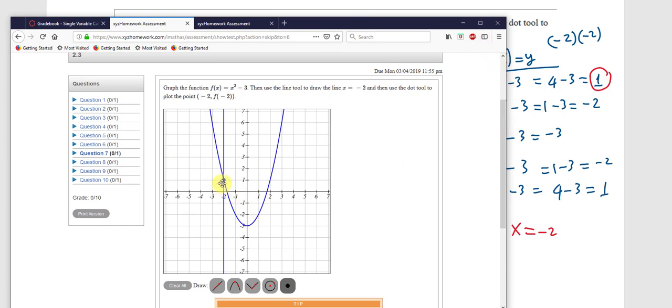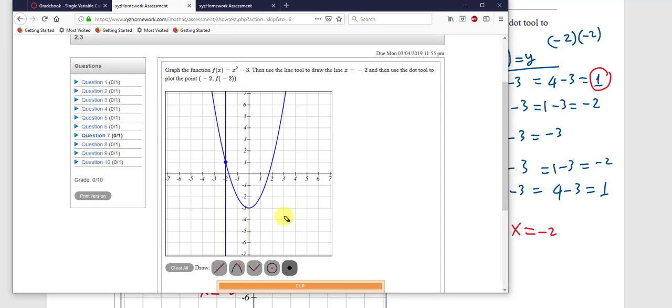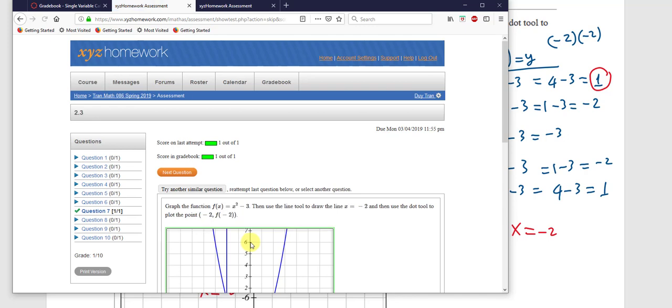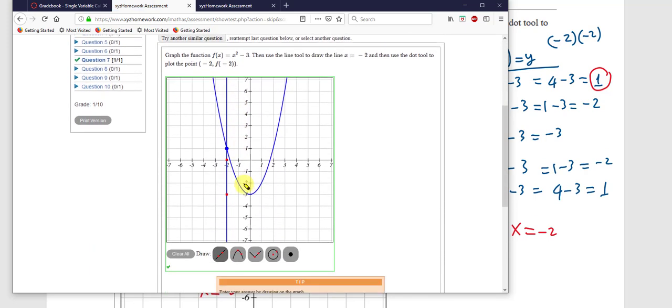And in fact, this point represents the intersection between the vertical line and the parabola. You can see this is the location where the two functions intersect each other. And that should be what the problem is trying to ask you. Let's just submit this one. And yes, we are correct.